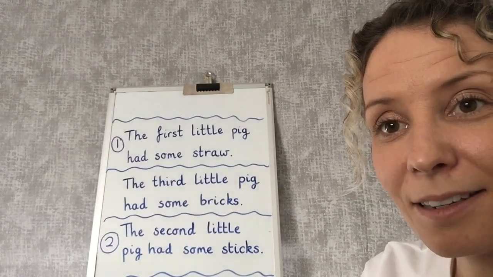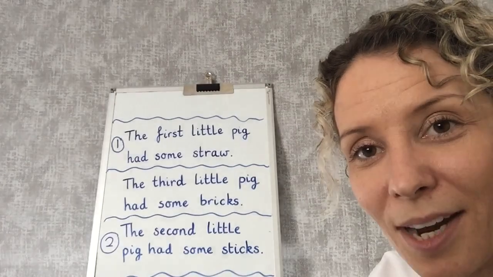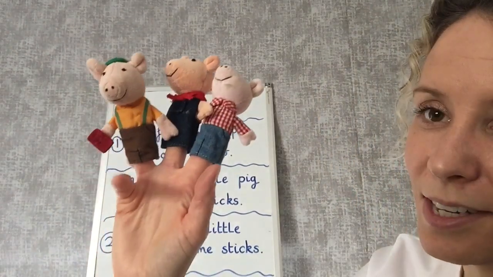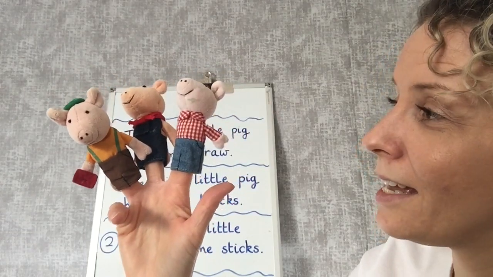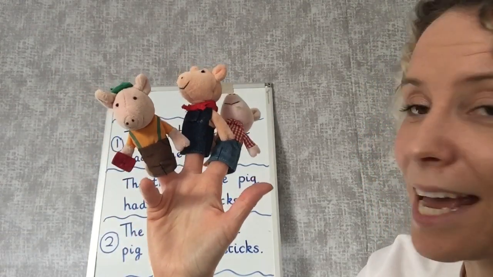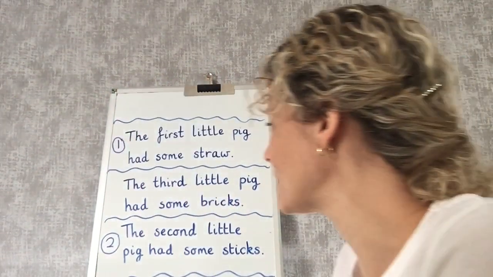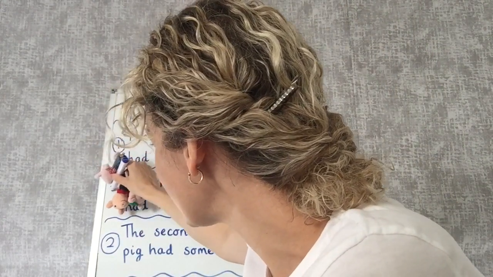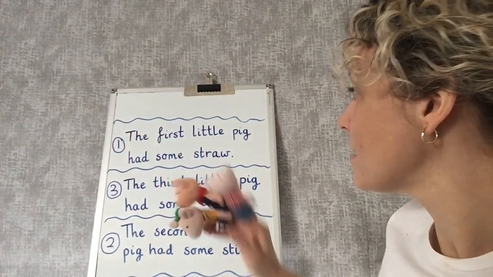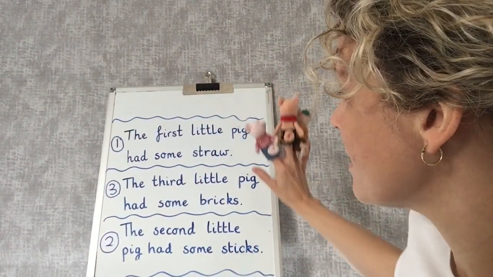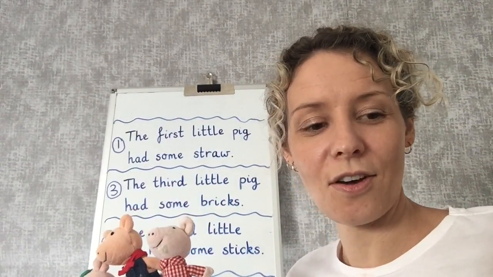And then it must be the phrase that says the third little pig had some bricks. That must be the third phrase that we need. And there he is. So we had the first little pig had some straw, the second little pig had some sticks, and the third little pig had some bricks. So I'm going to put a number 3. It's quite tricky writing your numbers with puppets on your fingers. There we go. So this key phrase came first, this key phrase came second, and this key phrase came third.